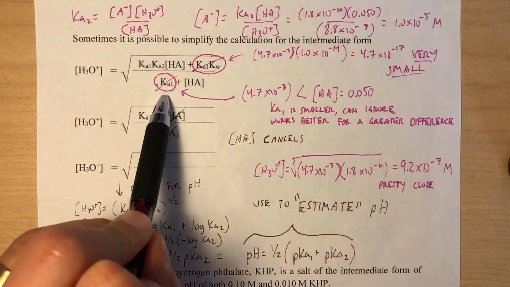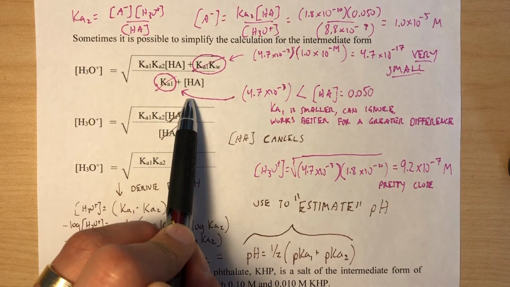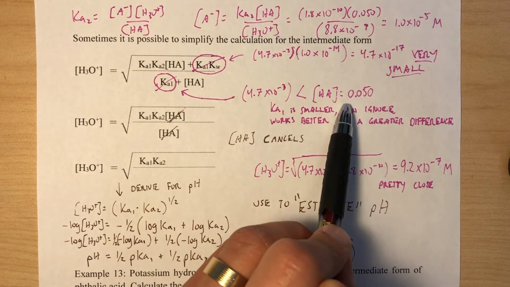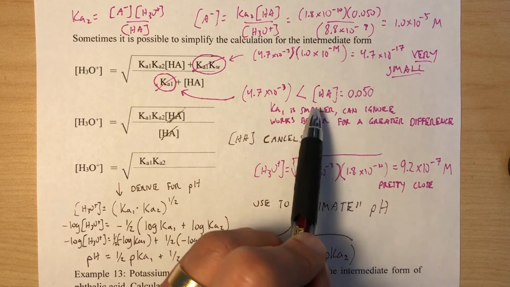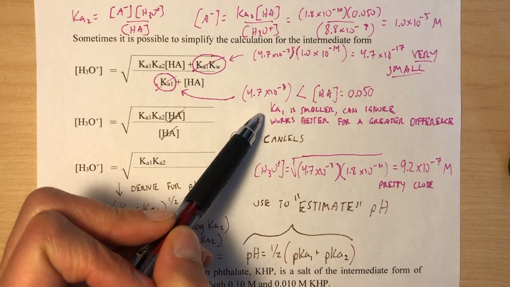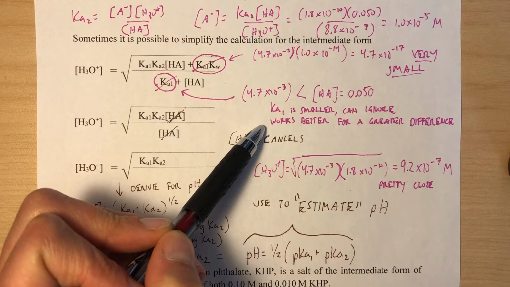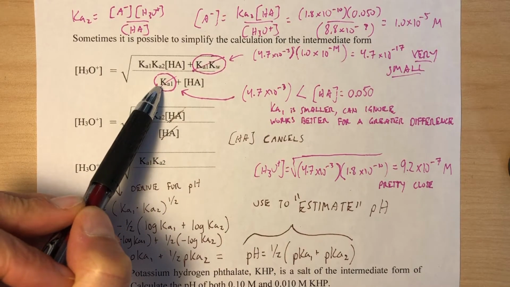Further, when we compare Ka1 to HA, generally Ka1 is going to probably be a lot smaller than HA. In our situation, we have 4.7 times 10 to the negative 3 is less than our HA concentration, 0.050. In a lot of situations, there's going to be a greater difference here. This is about a factor of 10, so it's not that different, but it's going to allow us to make an assumption. Ka1 is smaller, can ignore. This works a lot better for a greater difference. But for the purposes of this problem, we're going to say that, yes, we can ignore this.